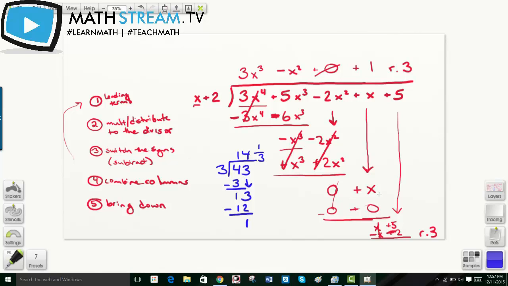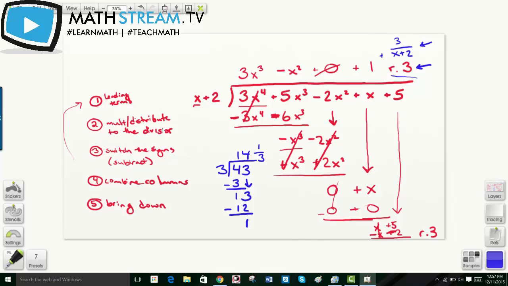We can actually do the same thing here. We can either write it as remainder 3, or we can say plus a fraction of 3 over x plus 2. That's our fraction. So either one. This is one way to write a remainder, and this is the other way to write a remainder. And we'll practice more in class so that you can get used to this, but I want you to at least have that in your notes.